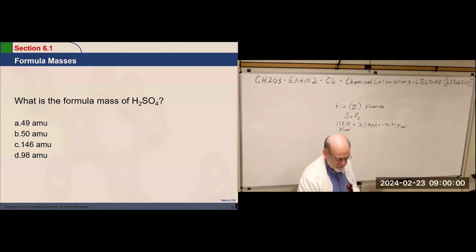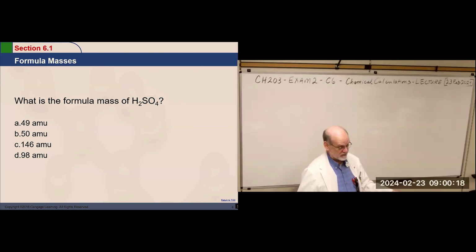All right. What's the formula mass of H2SO4? What is H2SO4? I guess it depends, right? It starts with hydrogen, so it's pretty sure it's an acid. It can be an acid if it's dissolved in water. Just that formula, we would say what? Hydrogen sulfate. But put it in water, it becomes sulfuric acid.